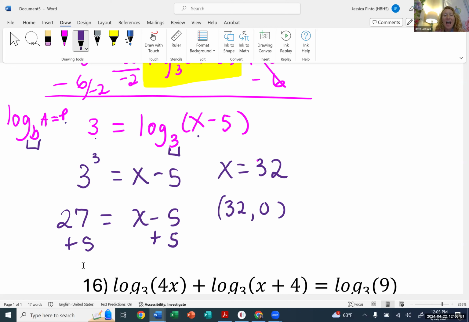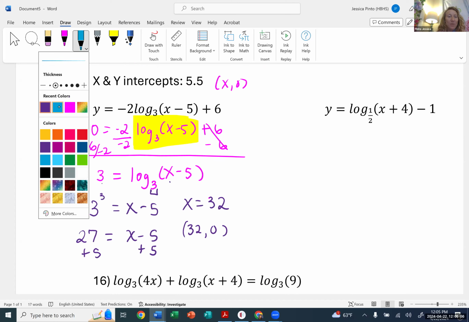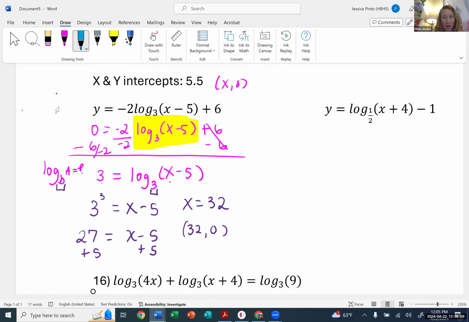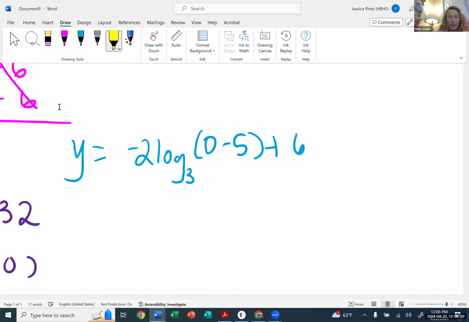Funny. All right, and then when we go to find the y-intercept, so this time we'll see when I'm talking about where is the exclusion with logs. So the y-intercept is 0, y. That's going to be y equals, we'll do it right here, negative 2 log base 3 of 0 minus 5 plus 6. So right here is where we're seeing the issue. That gives me negative 2 log base 3 of negative 5 plus 6.